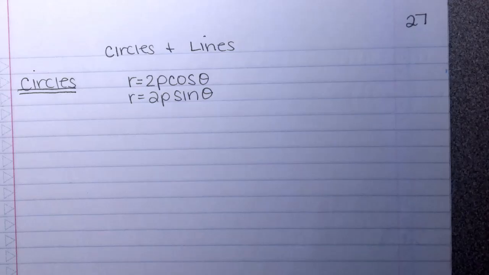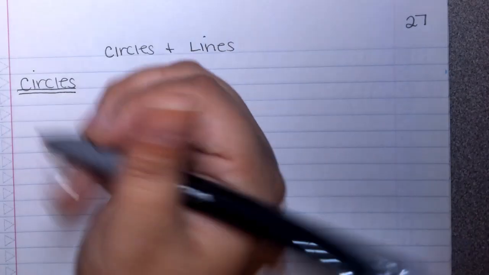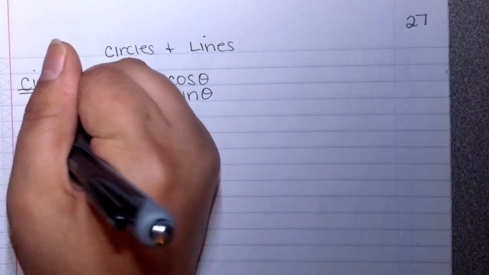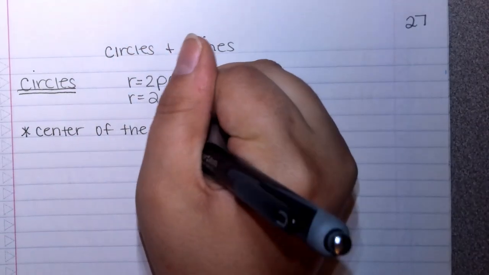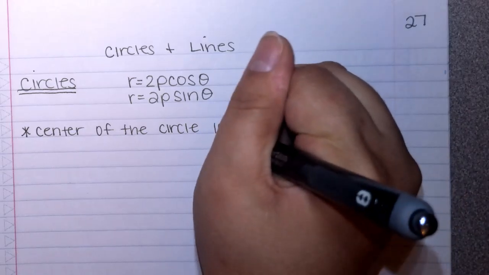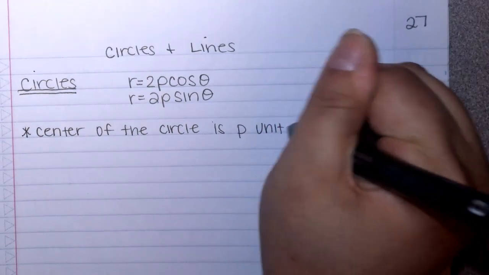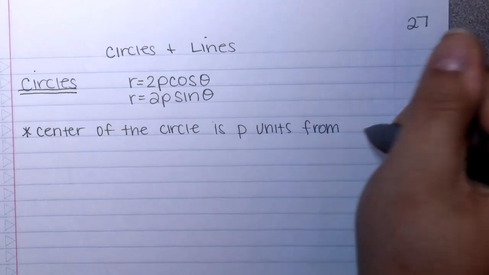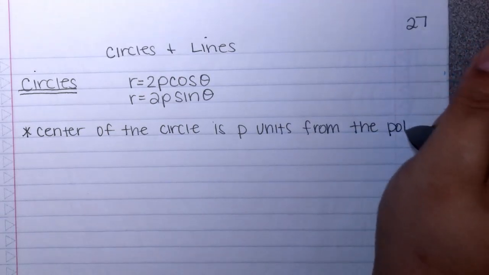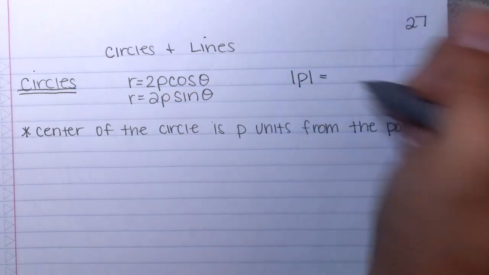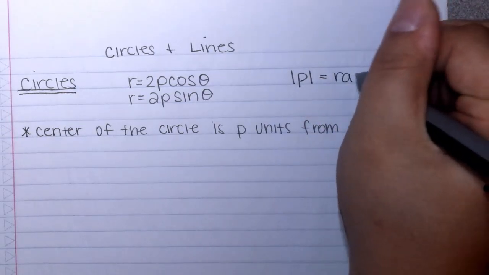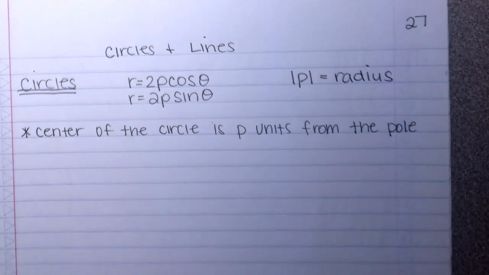And what does P tell us? Does anybody remember? The pole. How far away? So the center of the circle is P units from the pole. And also the absolute value of P is the radius.